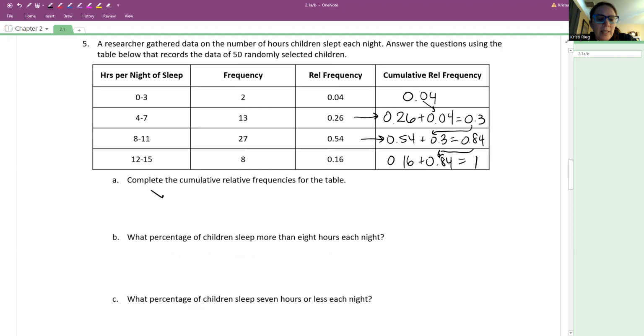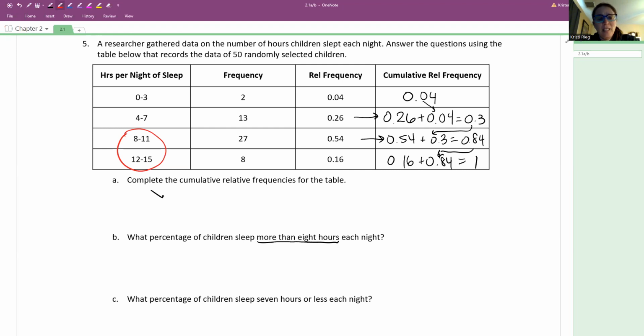For question B, it says, what percentage of children sleep more than 8 hours a night? And so for this, more than 8 hours is going to be these two. Now, there's one thing that the people that love algebra will have to get used to in this class, and that's going to be inequalities. Technically, more than 8 hours doesn't include 8, but in statistics, we blur the line between more than versus greater than or equal to. We just say it's close enough.